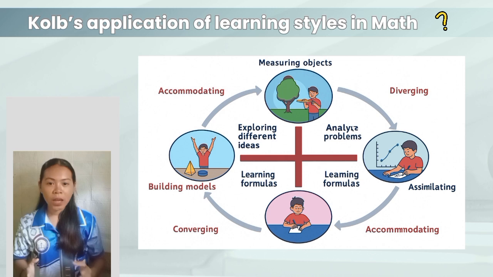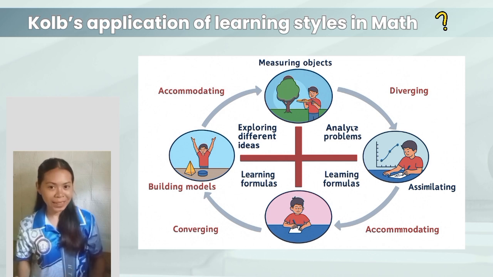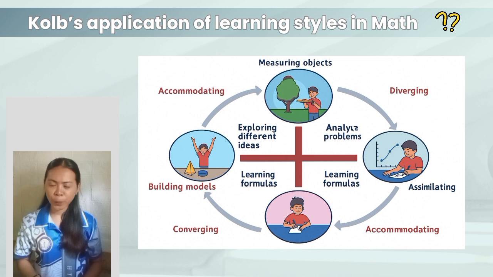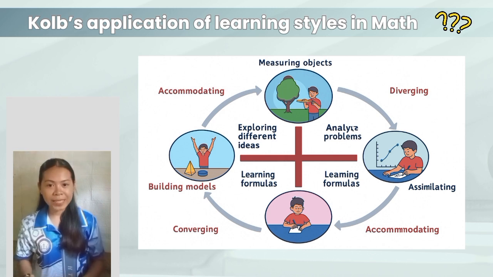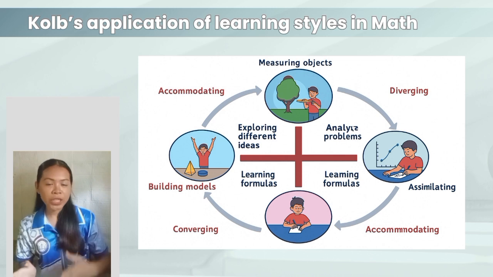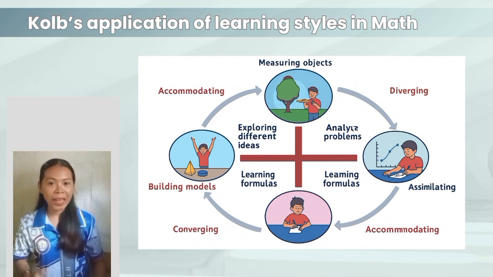Then he or she proceeds to the fourth stage of active experimentation, such as building models, where students apply what they learned by creating models, solving new problems, or experimenting with the formulas in different contexts. Then up to accommodating, where the learner learns through hands-on experience and creation. The learner integrates his or her ideas in the context of another until he or she finds another concrete experience, then the cycle begins again and again.